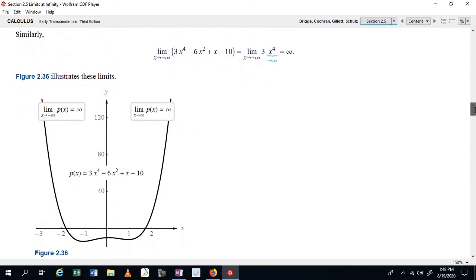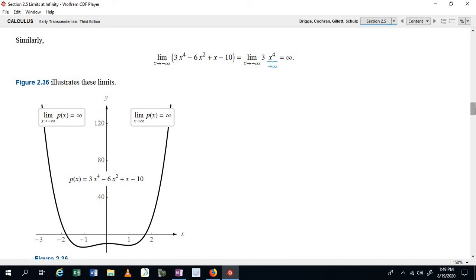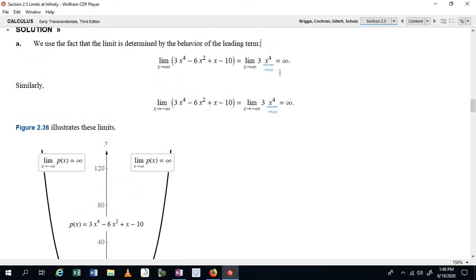And you can see this from the graph. If you graph this polynomial, the graph looks like this. And you can see that the end behavior on the right is up, and the end behavior on the left is also up. And so as x heads towards infinity, the y value heads towards infinity, which would be up on the right. And as x heads towards negative infinity, the y value heads towards positive infinity, which is the end behavior on the left. So the end behavior on the left is up as well.